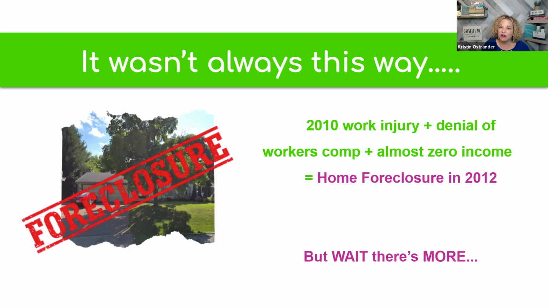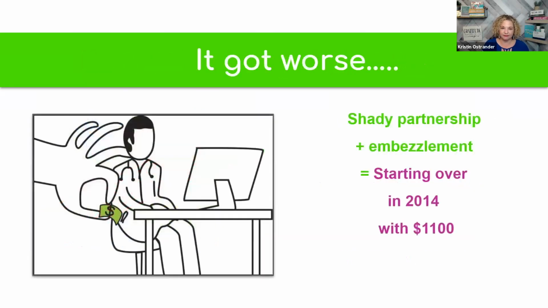But just when you think it couldn't get worse, there's more. It got worse, really worse. As we were starting over, as we were trying to pick up the pieces from our shattered life of foreclosure and injury and wondering where the next meal was going to come from, I had a partner come and say, hey, I'll invest in the business. I can help you out. I can give you a leg up. And the shady partner embezzled all our restart money. We had to start over again in 2014 with $1,100 from 6 figures.